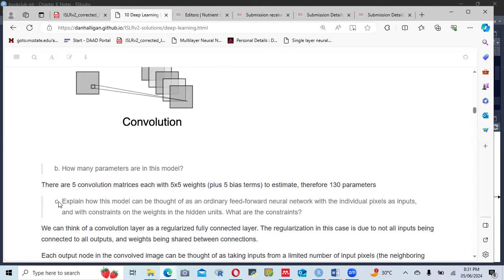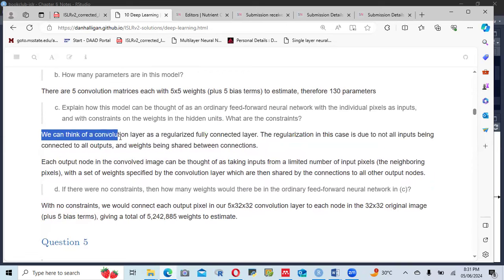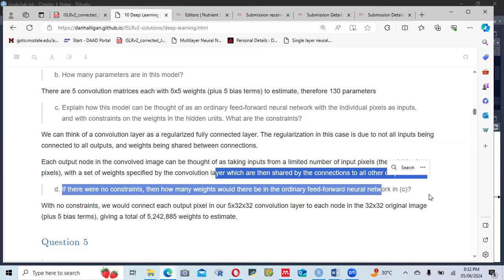So they now say in part 4c, we should explain how this model can be thought of as an ordinary feed-forward neural network with the individual pixels as inputs and with constraints on the weights in the hidden units. What are the constraints? So here we can think of the convolution layer as a regularized, fully connected layer. The regularization in this case is due to not all inputs being connected to all outputs and weights being shared between the connections. Each output node in the convolved image can be thought of as taking inputs from a limited number of input pixels with a set of weights specified by the convolution layer, which are then shared by the connection to all other output nodes.